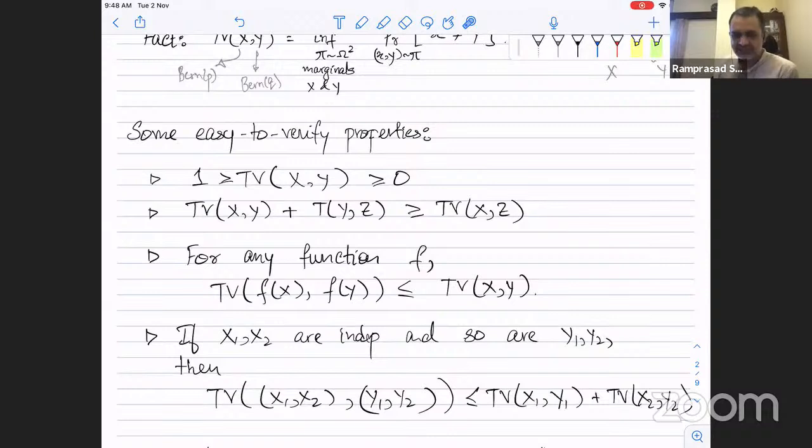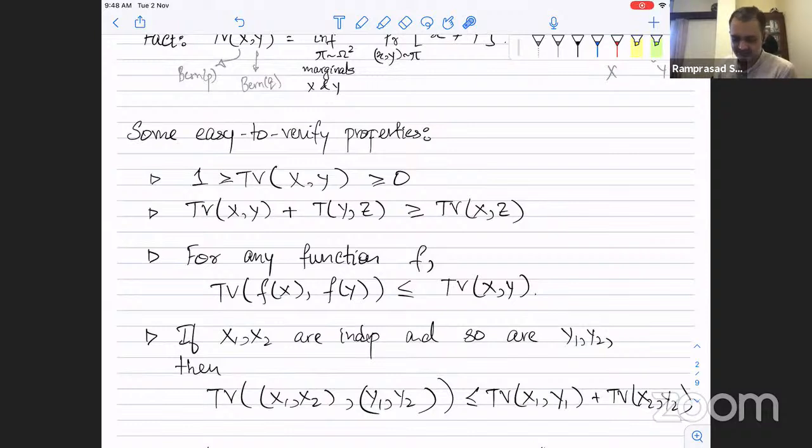And the fourth bullet is basically saying that it behaves in an additive fashion as long as the different coordinates are independent. That is, if you're thinking of a joint distribution x1, x2 and comparing it with another joint distribution y1, y2, where you are told that x1 and x2 are independent and y1 and y2 are independent, then that should basically be the distance between the first coordinates and the distance between the second coordinates.